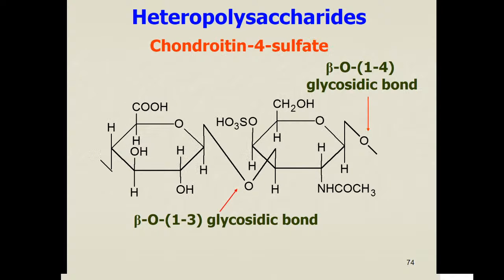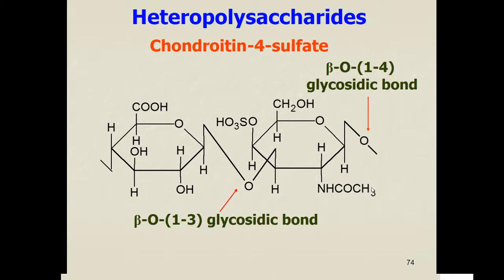And one more heteropolysaccharide, it's a chondroitin 4 sulfate. It looks similar to hyaluronic acid, with one difference. Not a glucose fragment, but a galactose fragment. And it's not just galactose, but galactose sulfate. It's an ester with sulfuric acid. So that's why this is chondroitin 4 sulfate, fourth position sulfate here.